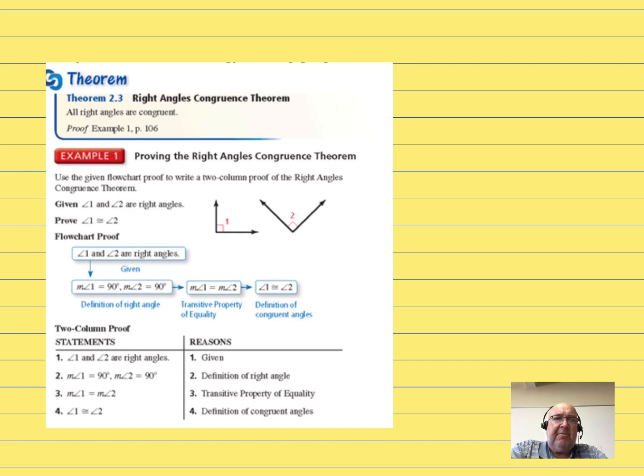Again, you're always going to start with what's given to you for information, which is angles 1 and 2 are right angles. From that, you can go to the measure of angle 1 is equal to 90 degrees, measure of angle 2 is equal to 90 degrees because that's the definition of a right angle. Then you could use the transitive property of equality to state that the measure of angle 1 is equal to the measure of angle 2. And finally, with the definition of congruent angles, you can state that angle 1 is congruent to angle 2.